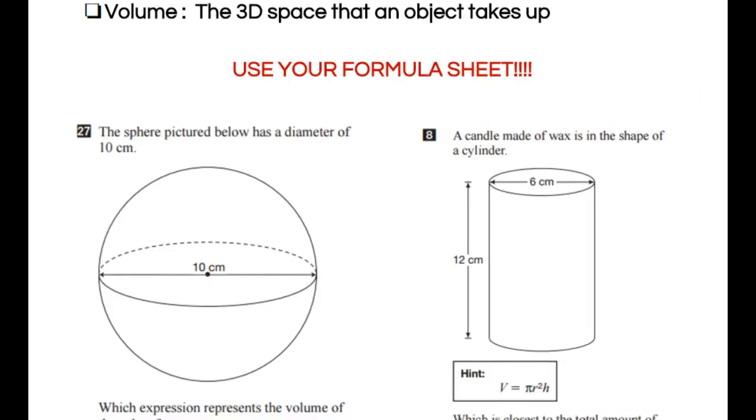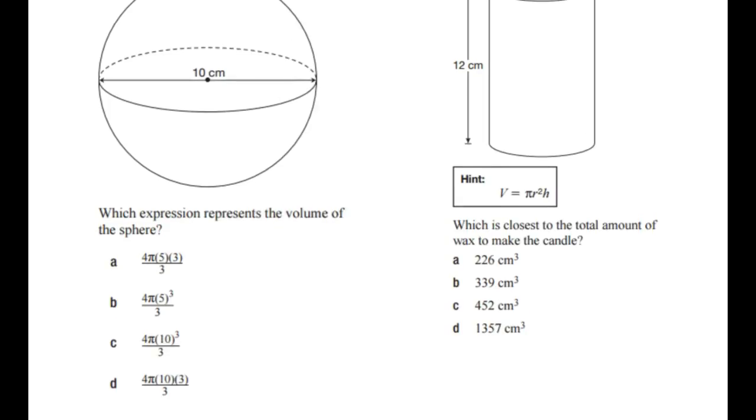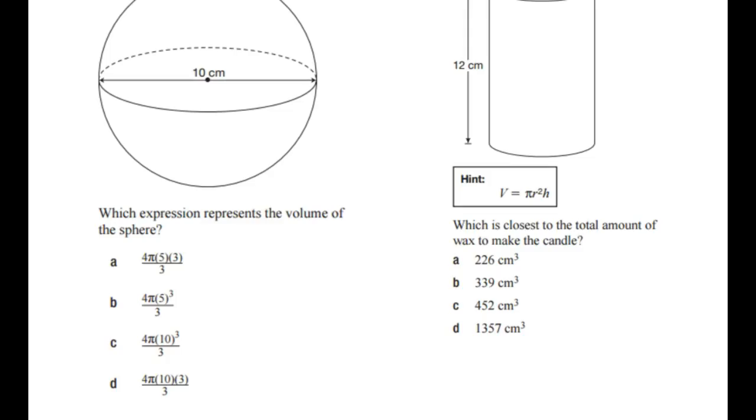So let's look at those possibilities here. It says, which expression represents the volume of the sphere? So remember, I don't have the complete formula here. I can check on my grade 9 EQAO formula sheet, and here it is. 4/3 pi r cubed, or 4 pi r cubed divided by 3. So let's take a look at that. I can tell right away that in some of these questions, they've actually added in 10, which is not my radius, but my diameter. So I'm going to get rid of those as choices right away.